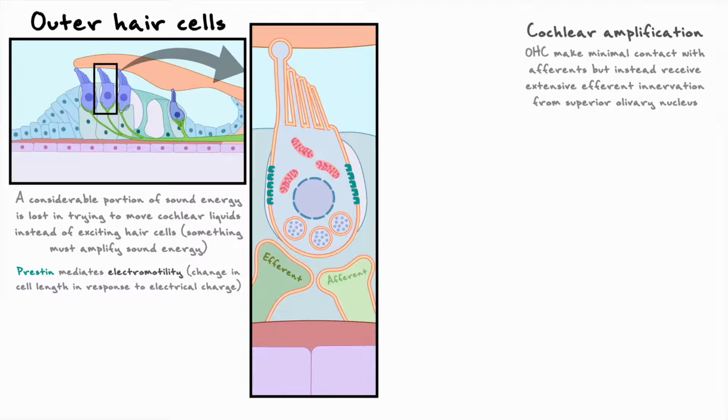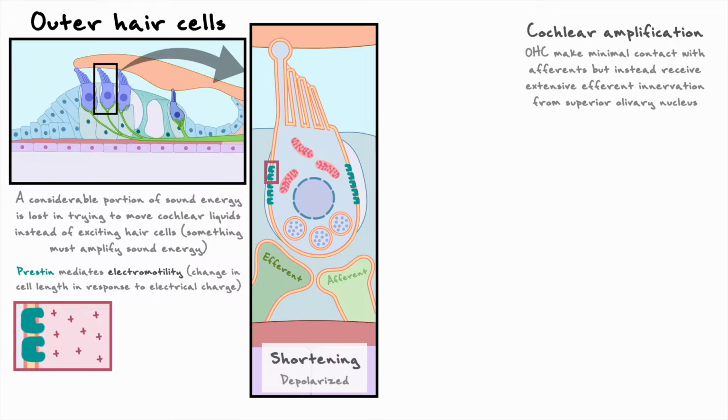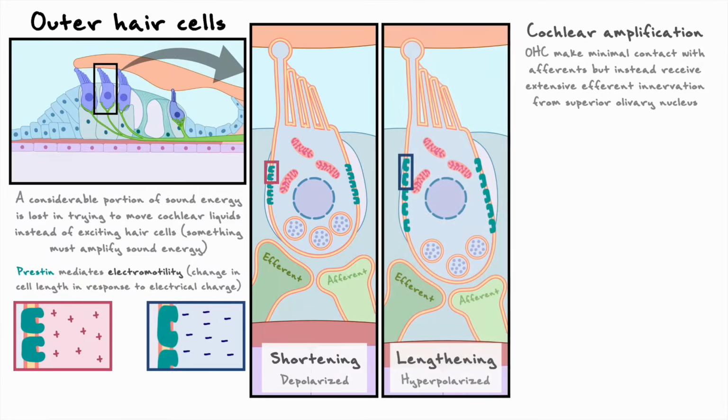This protein in question is believed to be the key player that mediates electromotility, or in other words, the ability of the cells to change their cell length in response to varying electrical charges. Without going too much in depth into the mechanisms of prestin, as it goes outside the scope of this video, prestin is a voltage-sensitive protein that allows the lengthening or shortening of the cell body. For example, a depolarization of the cell membrane shortens prestin molecules and thus shortens the cell. On the other hand, a hyperpolarization lengthens the membrane and, as a result, the cell.